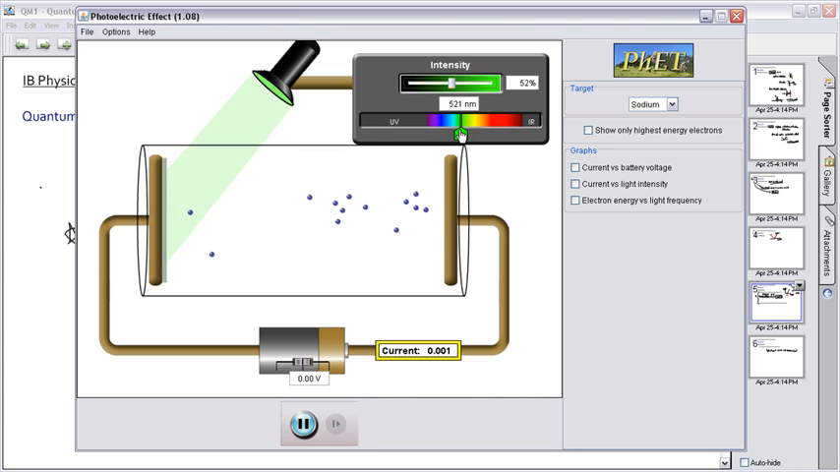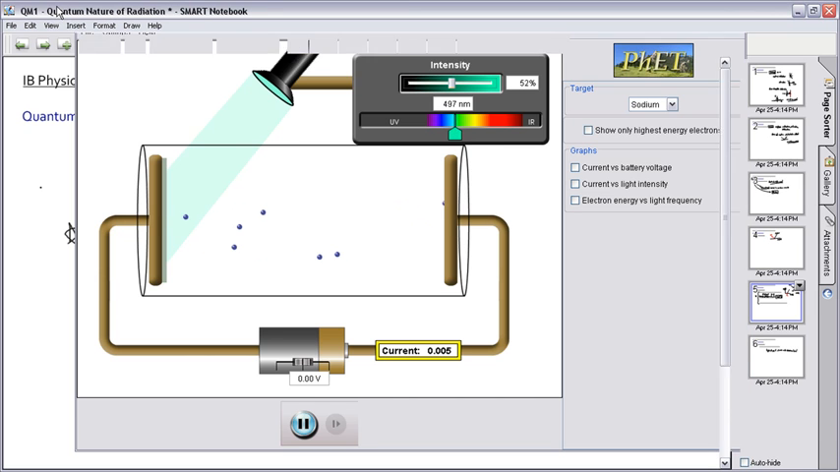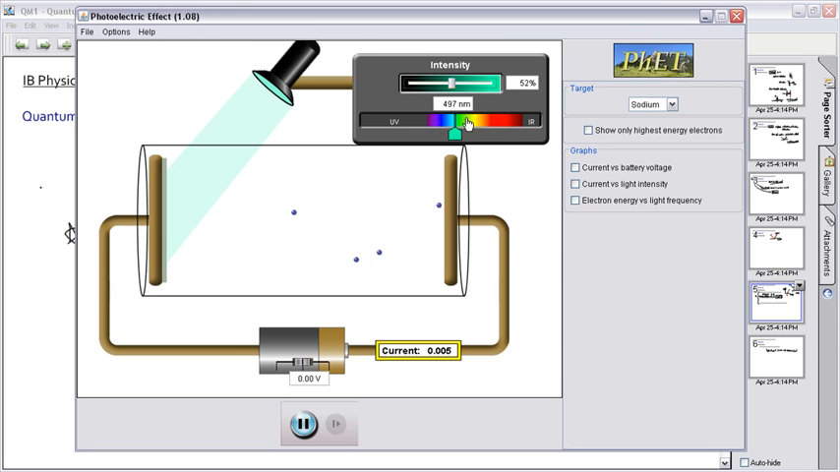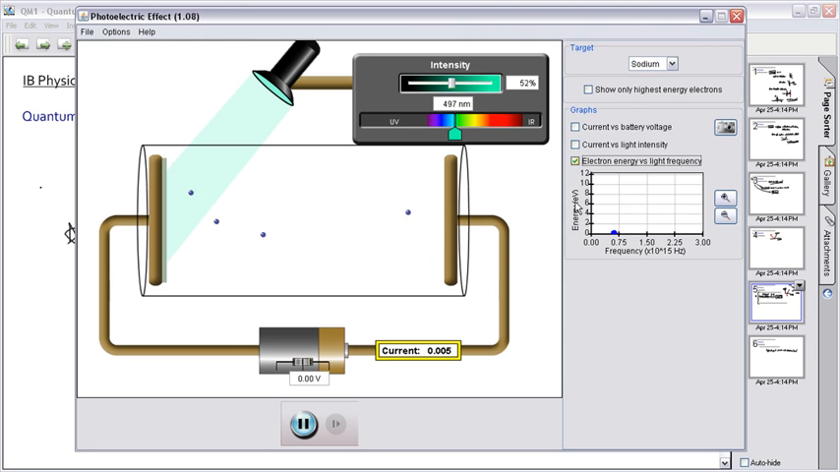Now, of course, going back to this green area here, let's take a look at these. So that was the first one, to try to demonstrate this first thing. The second one, though: above this frequency, the maximum kinetic energy of the electrons depends on frequency. Let's take a look at that then. It turns out we can graph this.